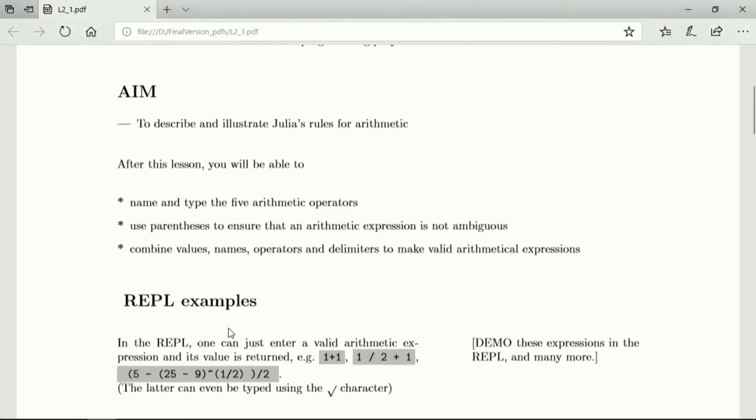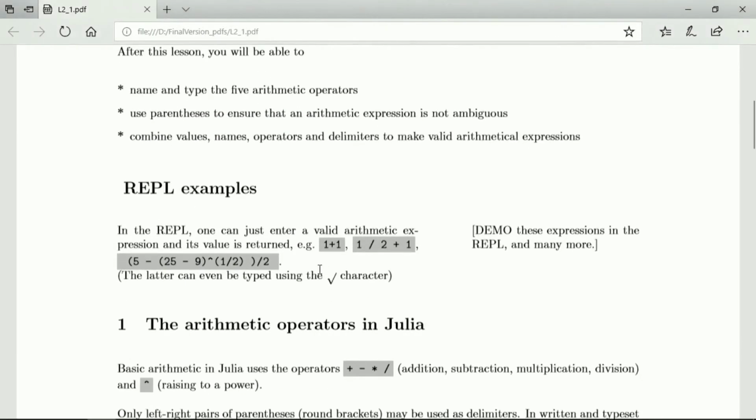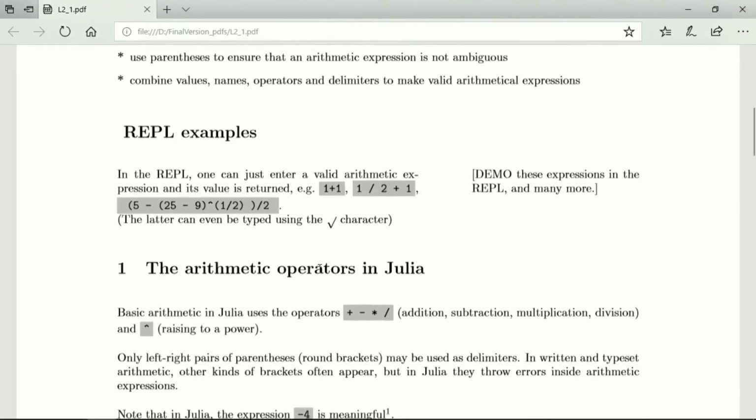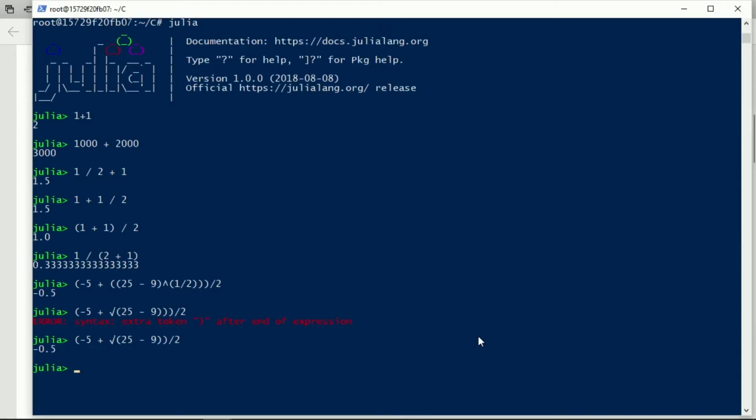And so this is something that you just have to get used to. If you want to use a lot of arithmetic, you just have to put in all those parentheses, round brackets. Other kinds of brackets do appear, but if you were to try and use square brackets around this whole expression, then you get something different.